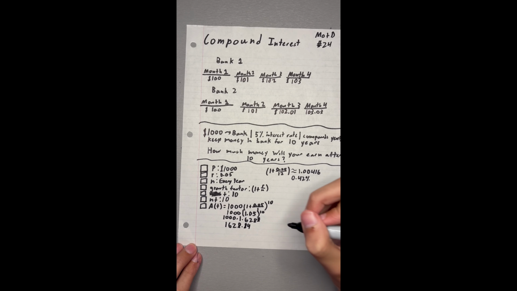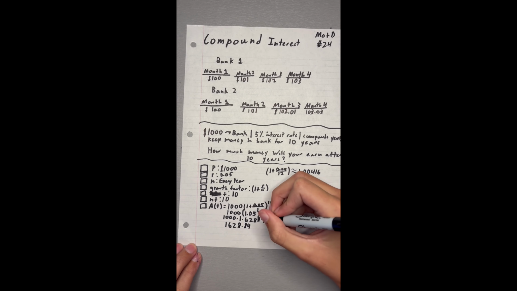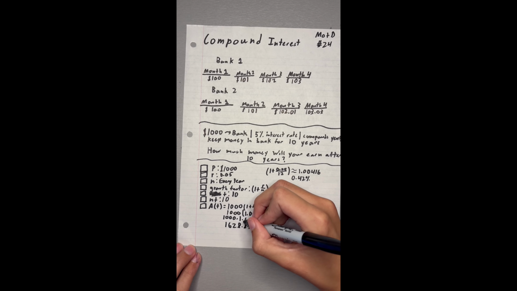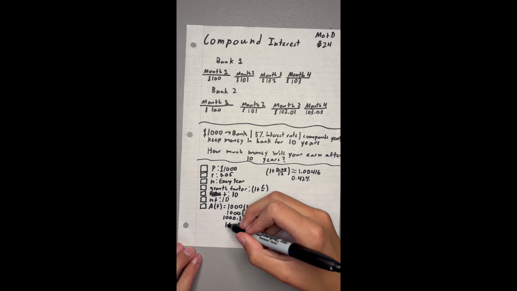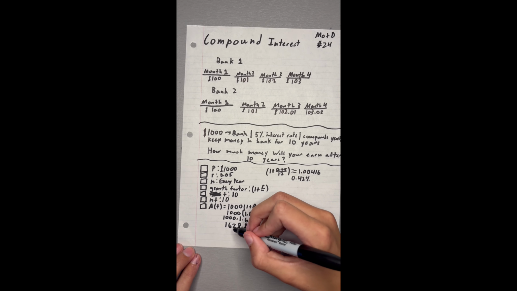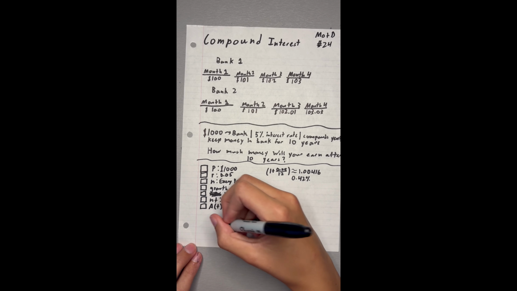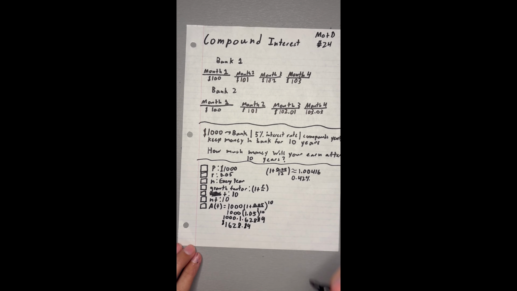I actually forgot to add a 9 right here. So 1,000 times 1.628889 is going to be 1,628.89, or 89 cents, if that makes sense.